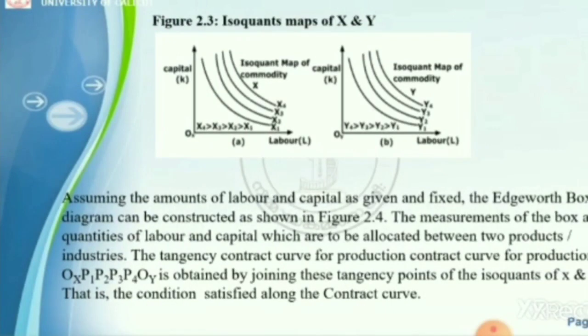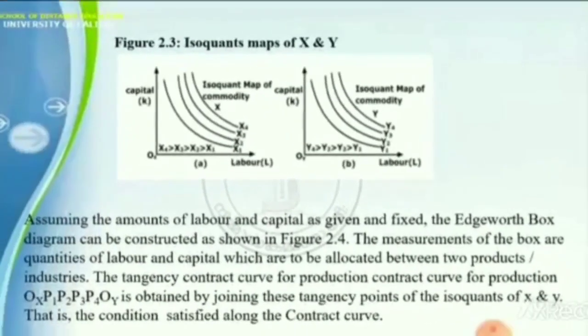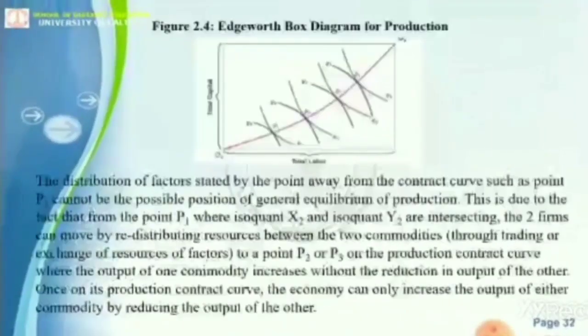The measurements of the box are quantities of labor and capital which are to be allocated between two products industries. The tangency contract curve for production OX, P1, P2, P3, P4, Y is obtained by joining these tangency points of the isoquants of X and Y. That is a condition satisfied along the contract curve. Just in the next slide we can see this. Here, just look at that picture.